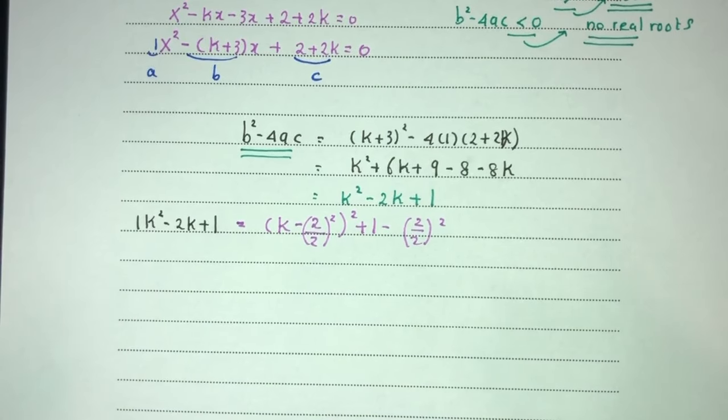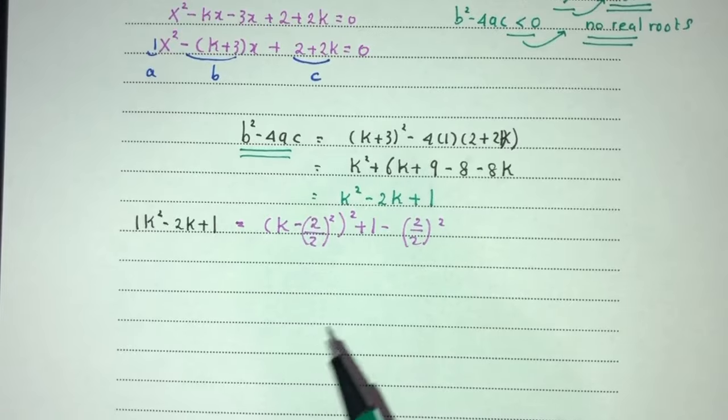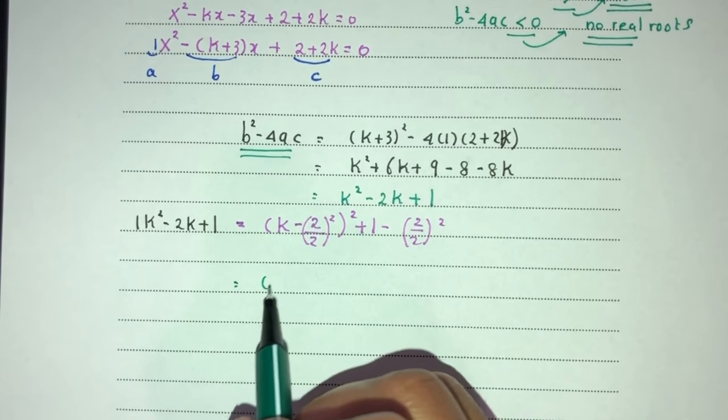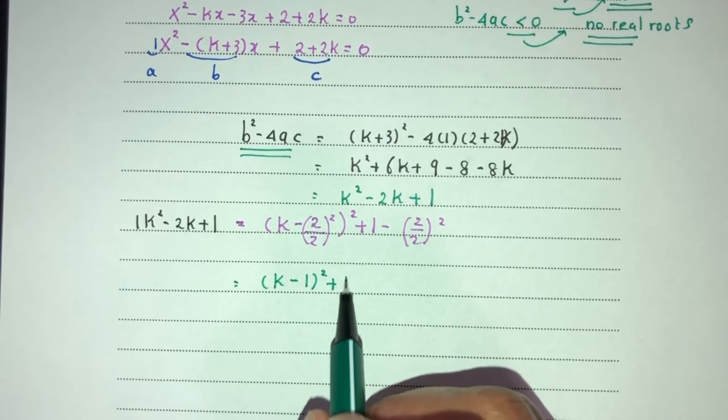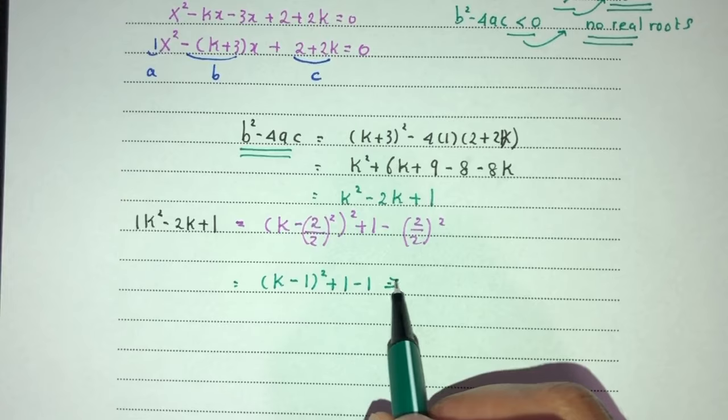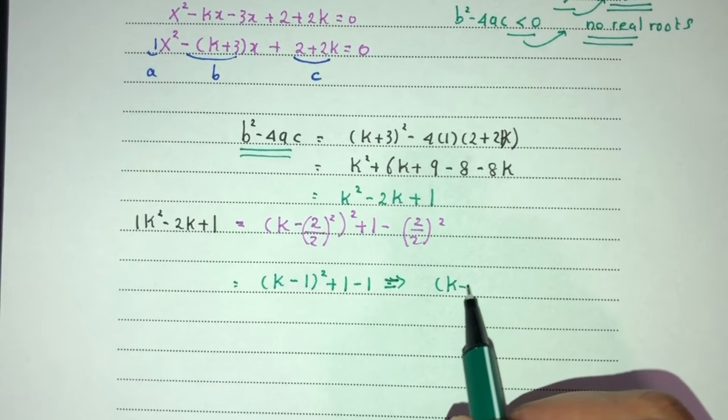Again, this is just one of the ways we do that. There are other ways I can show you as well. That should be k. 1 squared is 1, so minus 1, this 1, plus 1 minus 1. So this will become k minus 1 squared.